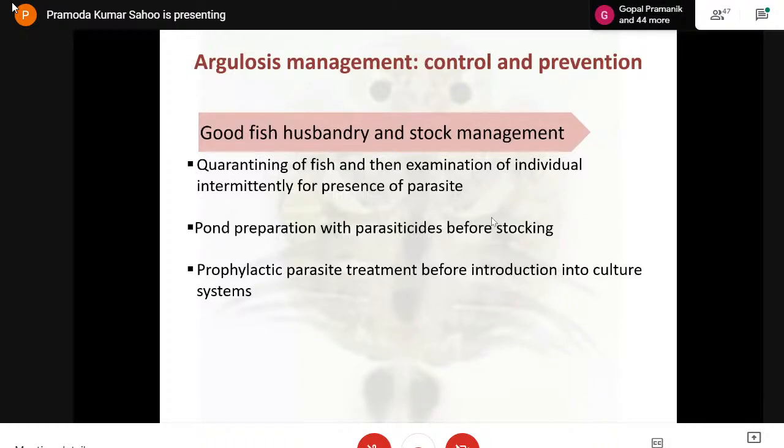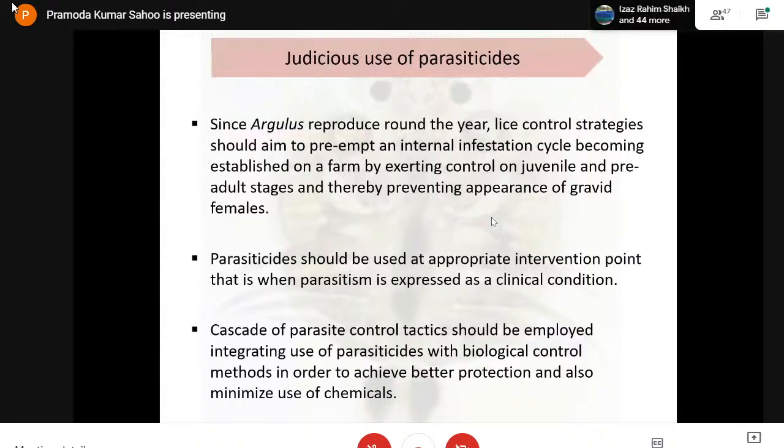So the main thing is, if you want to get rid of this problem, we will give you some strategy. These argulus reproduce around the year. So you have to develop some control strategies which should get rid of them even from the pond, before any culture begins in the month of April or May or June. So what we would suggest is that you have to treat that pond with some kind of drug. There will be X, Y, Z kinds of drugs.